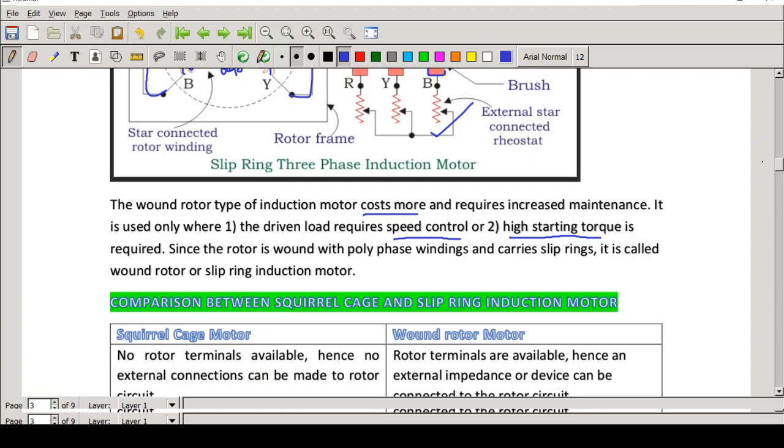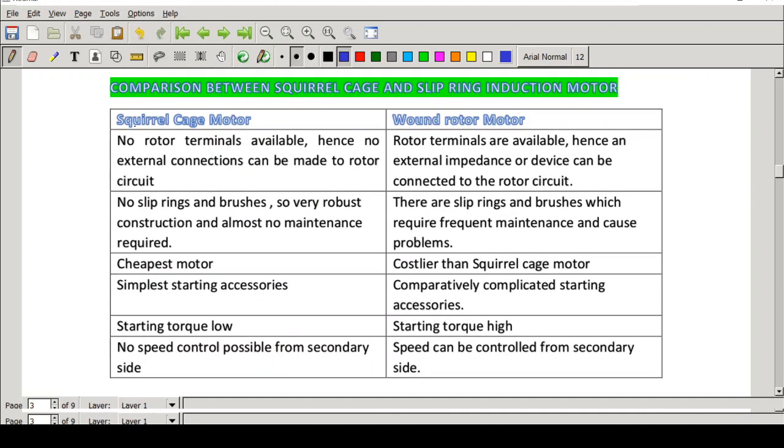Now let's have a comparison between these two motors. First we will take squirrel cage. As I told you, there are no rotor terminals available, so it is not possible to insert any external resistance. But in the case of a slip ring or wound rotor motor, rotor terminals are available, thereby we can insert an external impedance. In the case of squirrel cage, there are no slip rings or brushes, so no maintenance, whereas in the other motor, there is frequent maintenance, and of course there will be some problems. Brushes mean there will be some sparking or other issues, right? And a squirrel cage, when you compare it with slip ring, is cheaper.